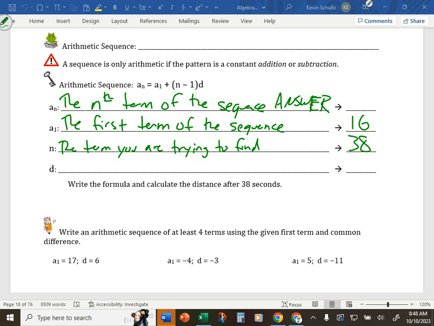And then D represents the common difference, there's that word common again, or the pattern. Okay? What's the pattern with addition or subtraction? In our example above, what was the common difference? 32. Okay? Positive 32.